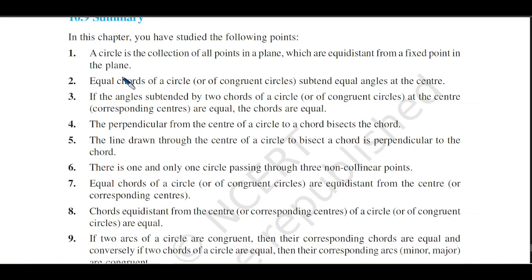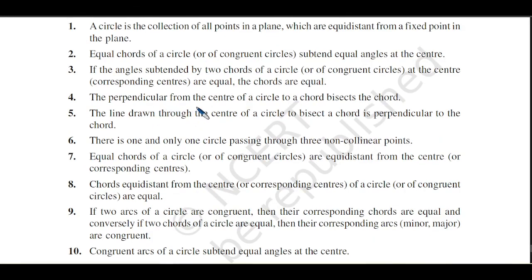This is from your book. A circle is a collection of all points in a plane which are equidistant from a fixed point in the plane, that is the radius. Equal chords of a circle subtend equal angles at the center, as we have shown. If the angles subtended by two chords of a circle at the center are equal, then the chords are equal. The perpendicular from the center of a circle to a chord bisects the chord.